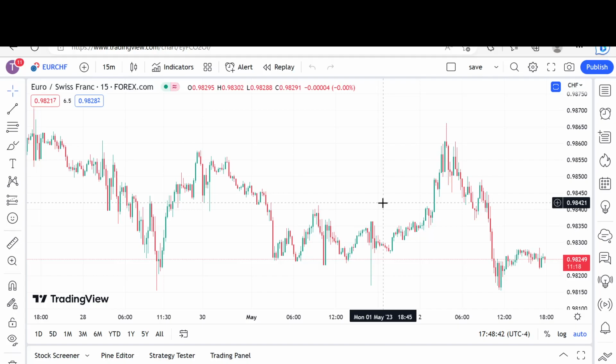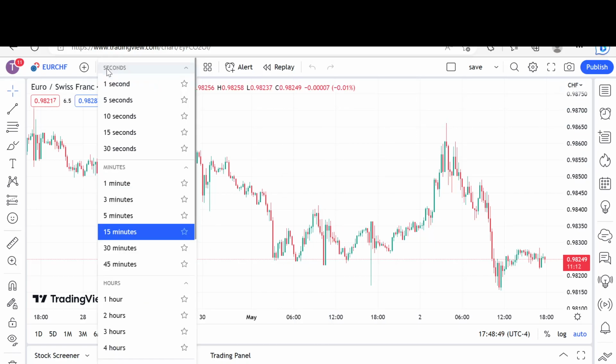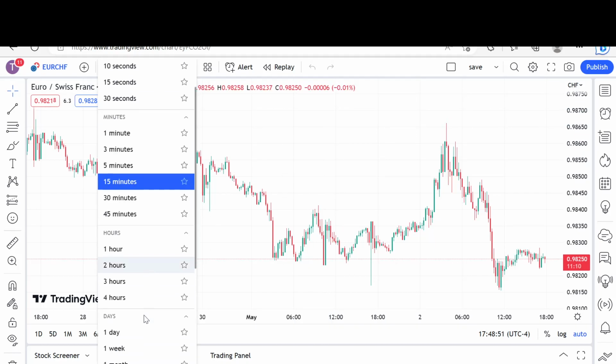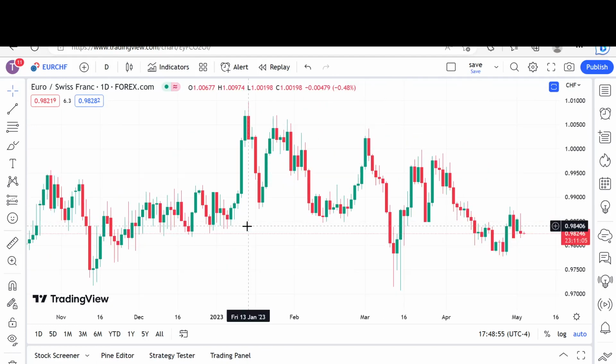All right, so today I'm going to be talking about my red trade on Euro CHF. So let's break it down. Let's get into it. As always, we're going to start from our higher time frame, work our way down. So let's start on the daily chart first. All right, so daily chart.